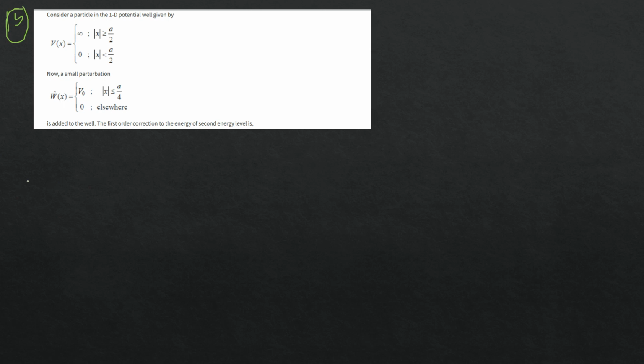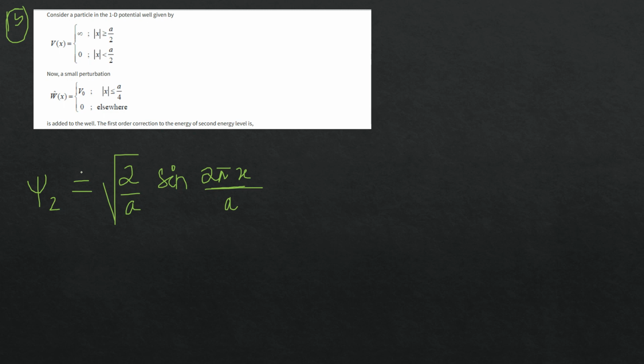The wave function for the second energy level, psi 2, will be root over 2 by a, sine 2 pi x by a. Right? Root over 2 by a sine 2 pi x by a. This is the wave function for the second energy level.